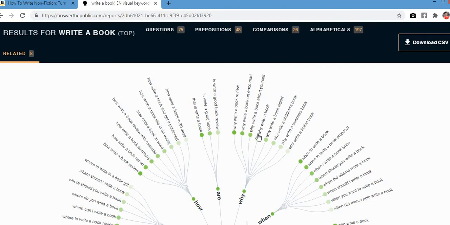See here, why write a book. You can decide to incorporate why people should write a book in your book. Are you writing a children's book? You can decide to incorporate this as a chapter: why write a children's book? Are you writing a fiction book? You can decide to write a chapter on why write a fiction book. Are you writing a business book? You can decide to put this as your first chapter.